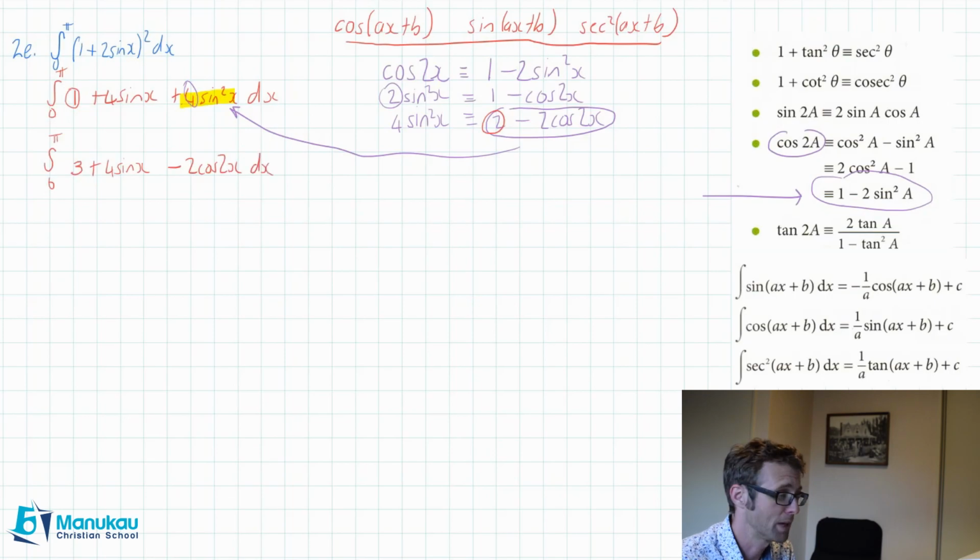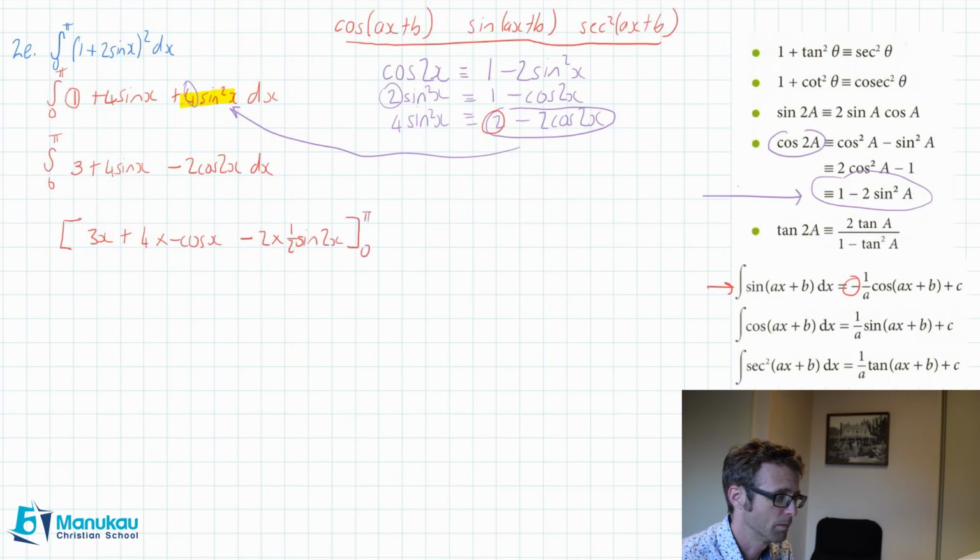And now we're going to use our big square brackets. This 3 becomes 3x when I integrate it, and the 4 sine x will become 4 times, now we're looking over here, minus 1 over a. Well, a in this case is 1, so it's just going to be 4 times negative cosine x. And then the next bit, minus 2 times 1 over a, so 1 over 2 sine 2x. And then at the end of our brackets we'll have our limits there.